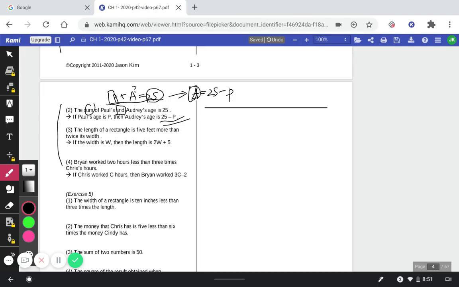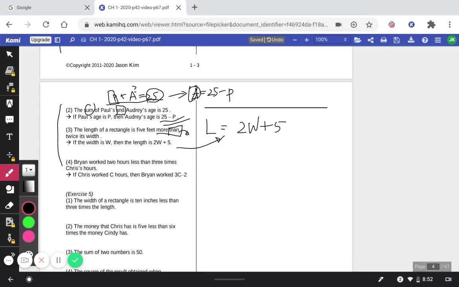Okay. Now, number 3: the length of a rectangle is 5 feet more than twice the width. So length, let's say L, is more than, so you first write down the expression after the "than", twice the width, and more means plus 5 feet. So the length becomes 5 more than twice the width, which means 2W plus 5.